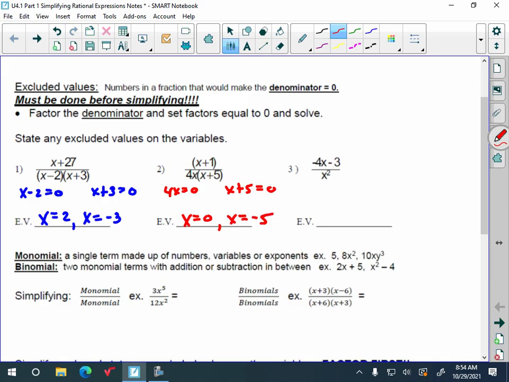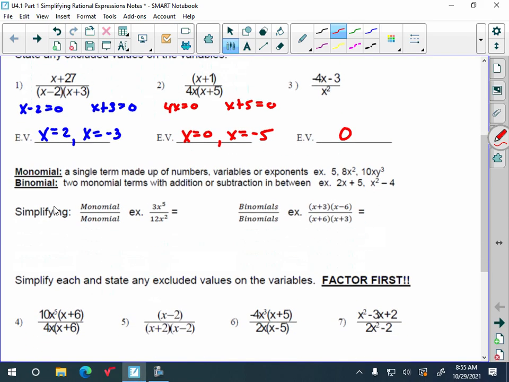All right, so hopefully you should see how familiar this is from the polynomials unit. Just factoring and solving. All right, number 3, what would the excluded value be? 0, right, because if you said x squared equals 0 and solve it, you would square root both sides, and you still get 0. All right, so that's how you find excluded values.